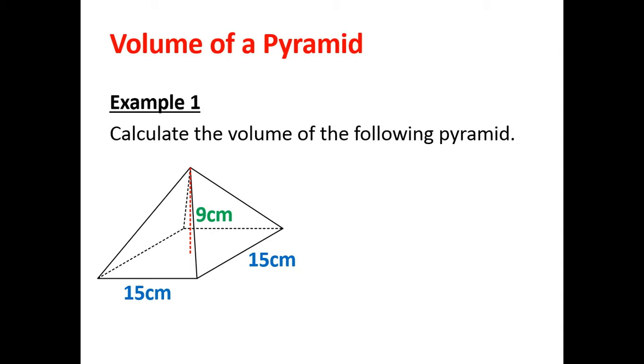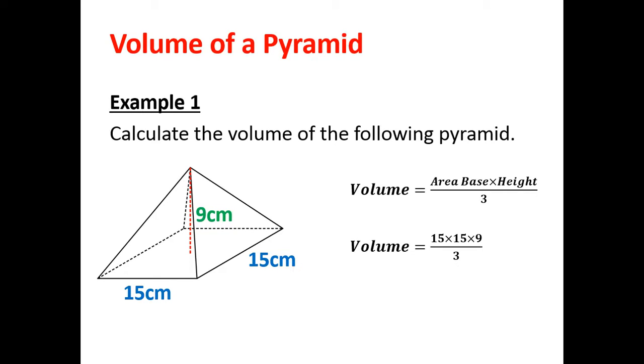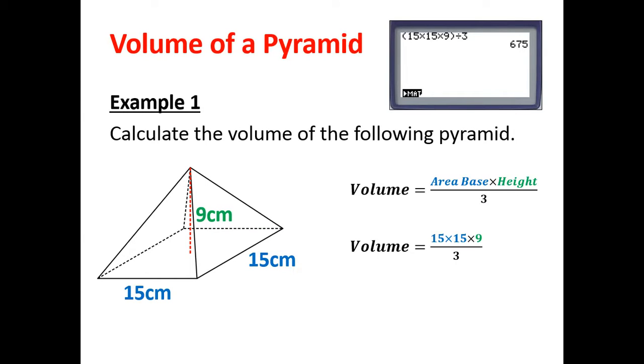You'll see that the base is a square, 15 by 15 centimeters, and the height is 9 centimeters. So the volume is equal to the area of the base times the height, all divided by 3. So I've substituted in some numbers. The area of the base, which is 15 times 15, which is a square, multiply by the height, which is 9, all divided by 3. Let me grab my calculator. I don't really need brackets, but I'm going to go bracket 15 times 15 times 9, all divided by 3. And I'll get 675. So the volume of this pyramid is 675 centimeters cubed.